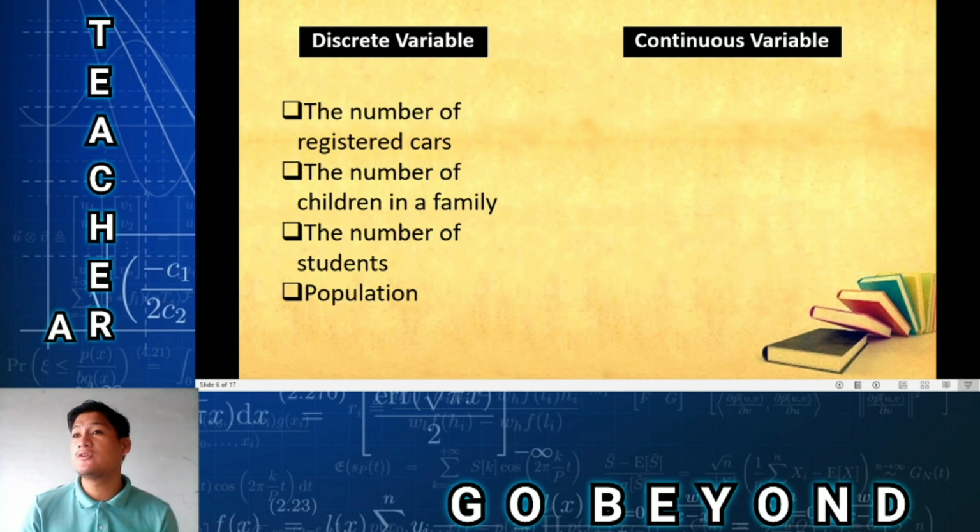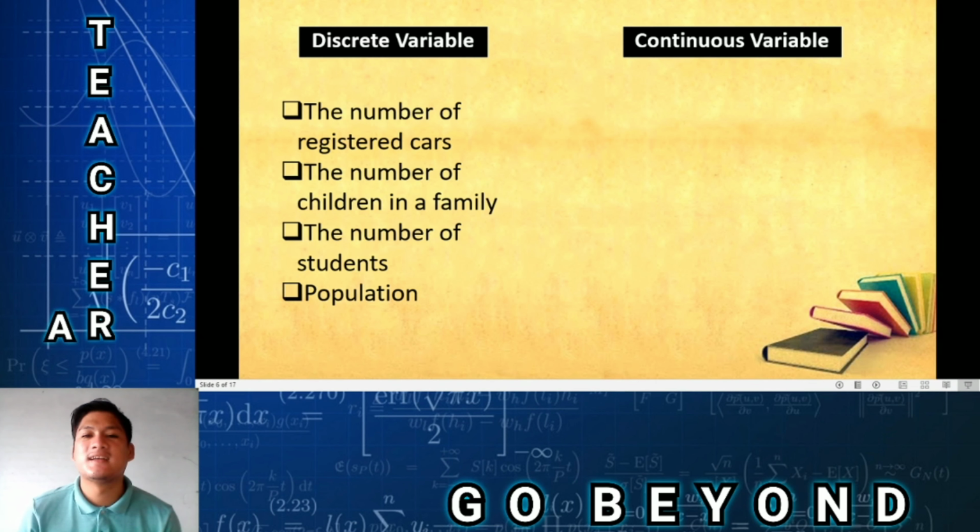Sir, how many students do you have in your section? For me, I have 22 students in STEM. Like that. And what about you, sir? How many students do you have? I have 21.3. Why 0.3? What does that mean? Wrong. Again, let me emphasize. When we say discrete variables, these are variables that can only be attained through counting. Again, the number of registered cars, the number of children in a family, the number of students, and the population.